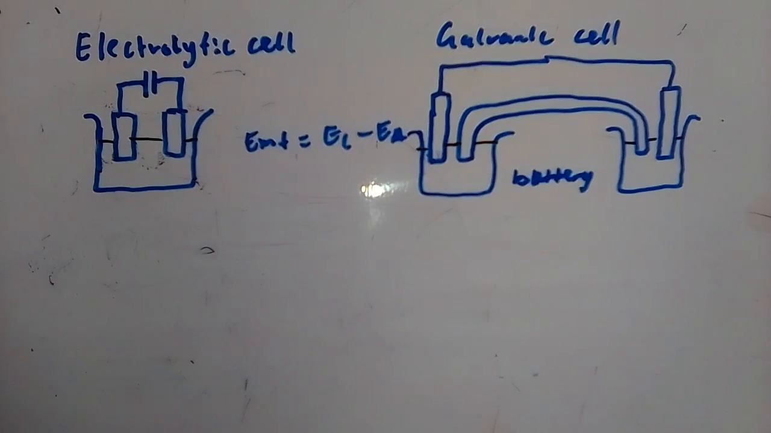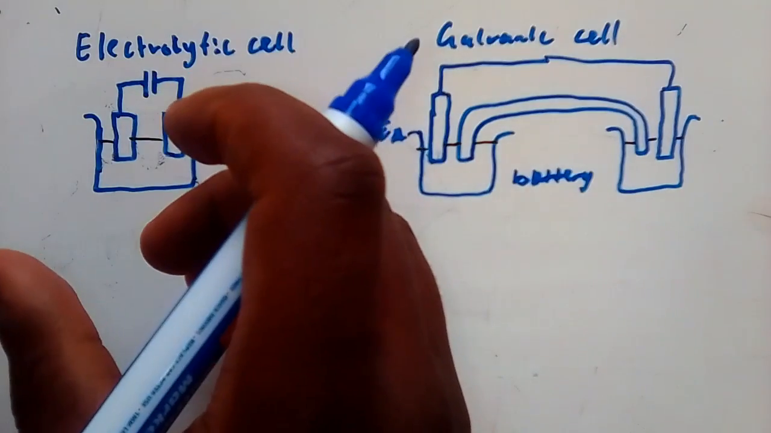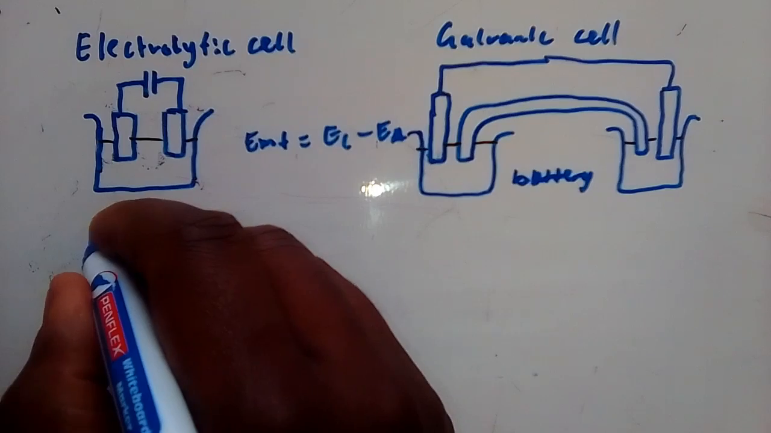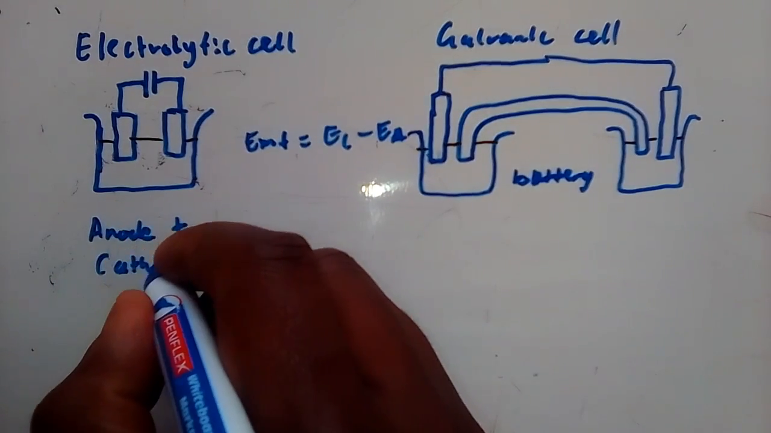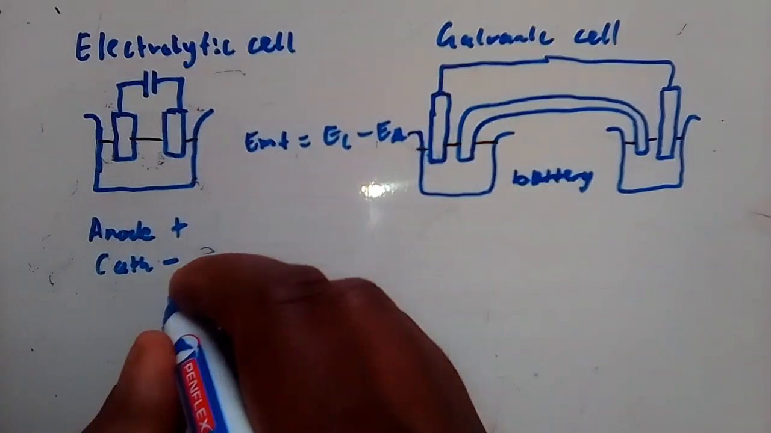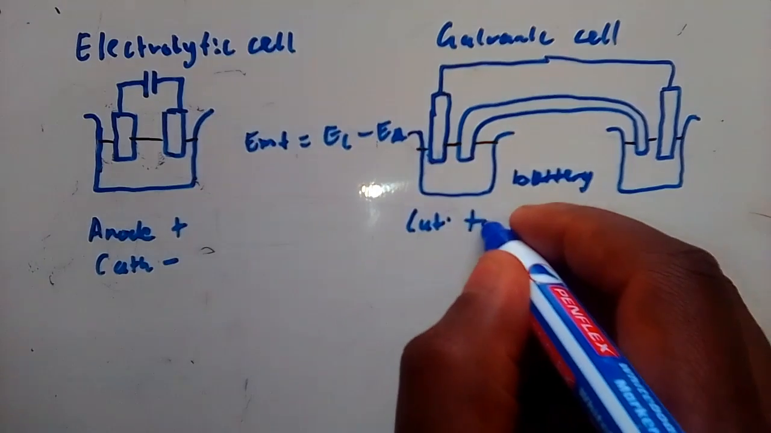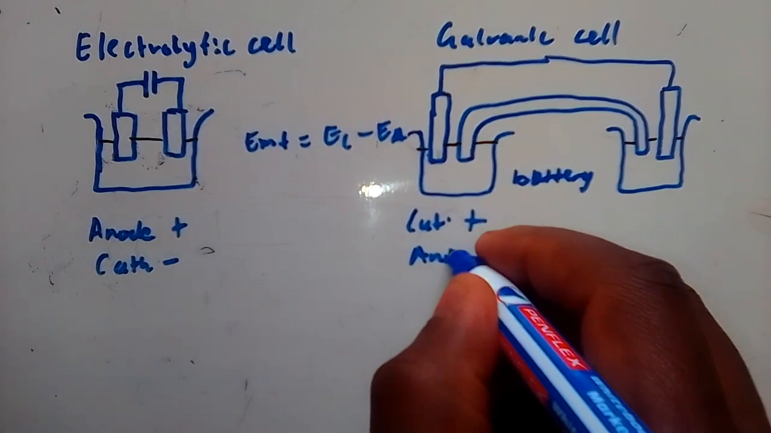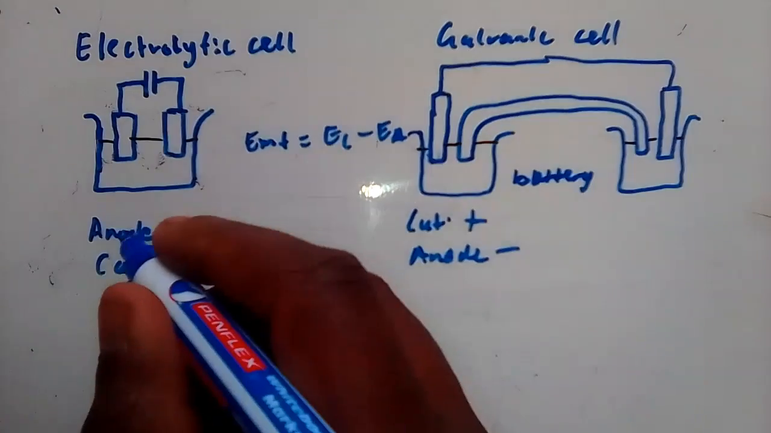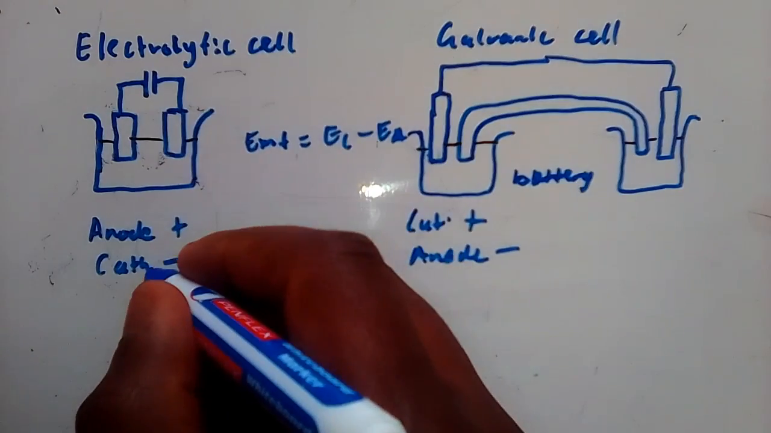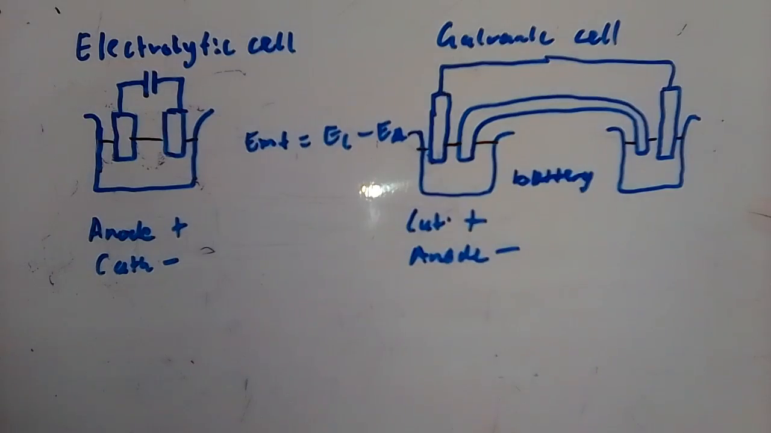So it really depends. Now what you must know is that in the electrolytic cell, it is just like we have memorized: the anode is positive and the cathode is negative. But in the galvanic cell, the cathode is actually positive and the anode is negative. It's going to be very important, so memorize this. In the electrolytic cell, the anode is positive, the cathode is negative. In the galvanic cell, the cathode is positive, the anode is negative.